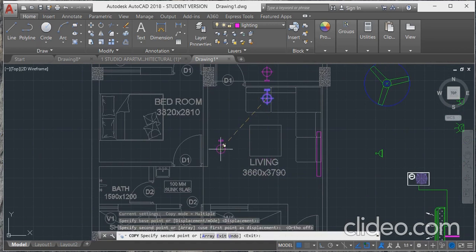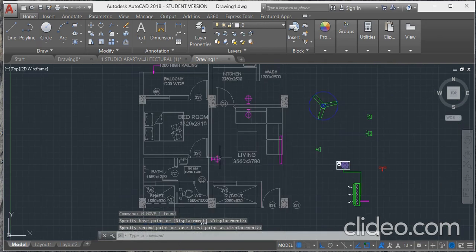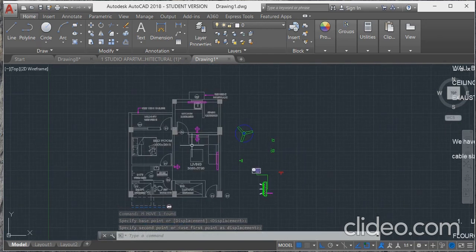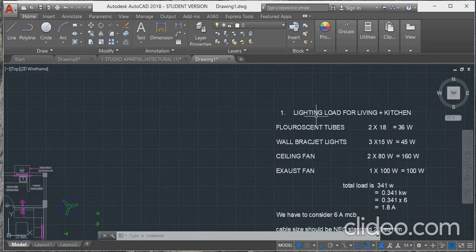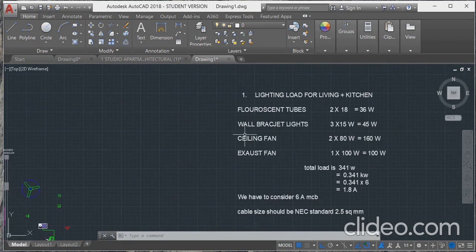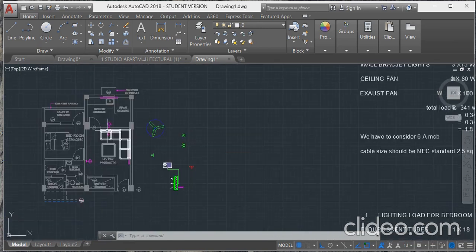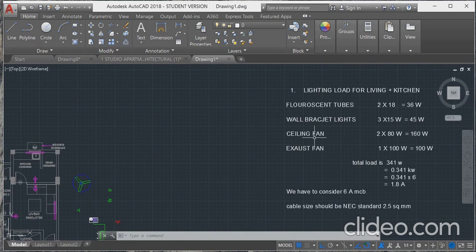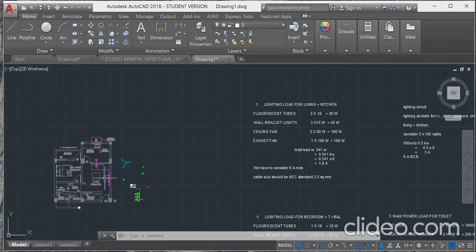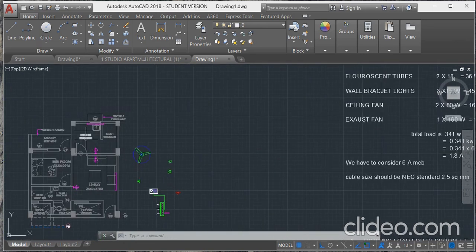Here we can see the lighting circuit. Lighting load for living plus kitchen. Fluorescent tubes: consider 2 points, 2 into 18 watts. Wall bracket fans: this is a wall bracket fan, 3 into 15. Ceiling fans: consider 2 fans, one for the living room and one for the kitchen, and an exhaust fan for the kitchen room. The total load will be 341 watts, and I have to convert to kilowatts, 0.341.